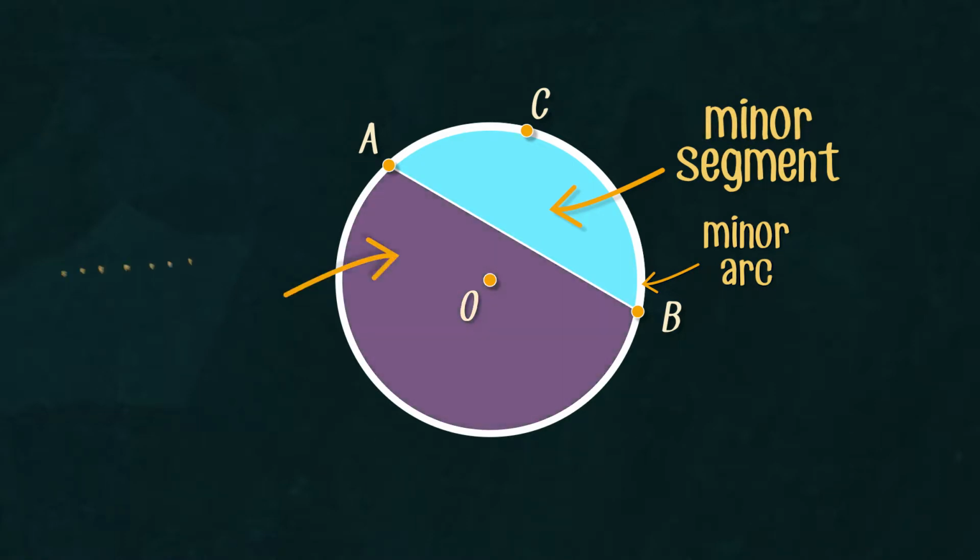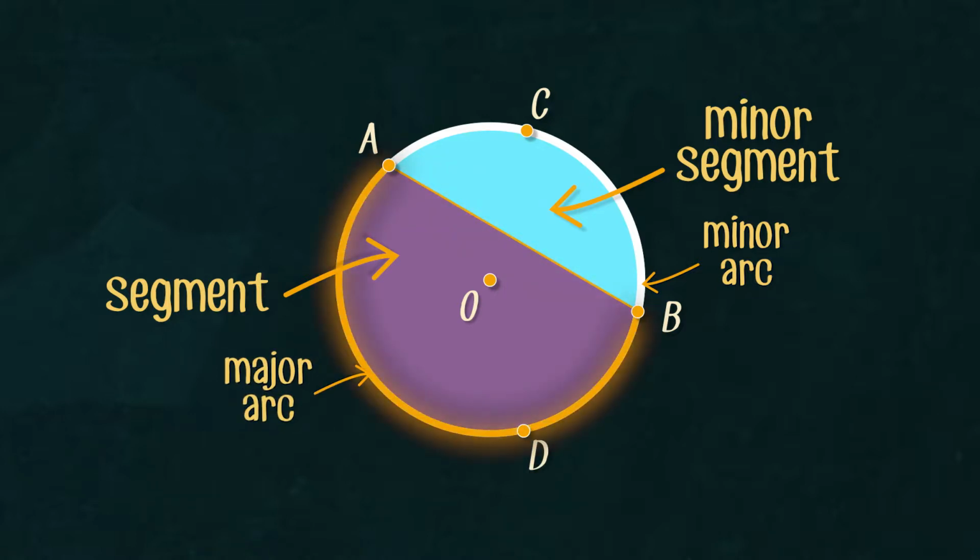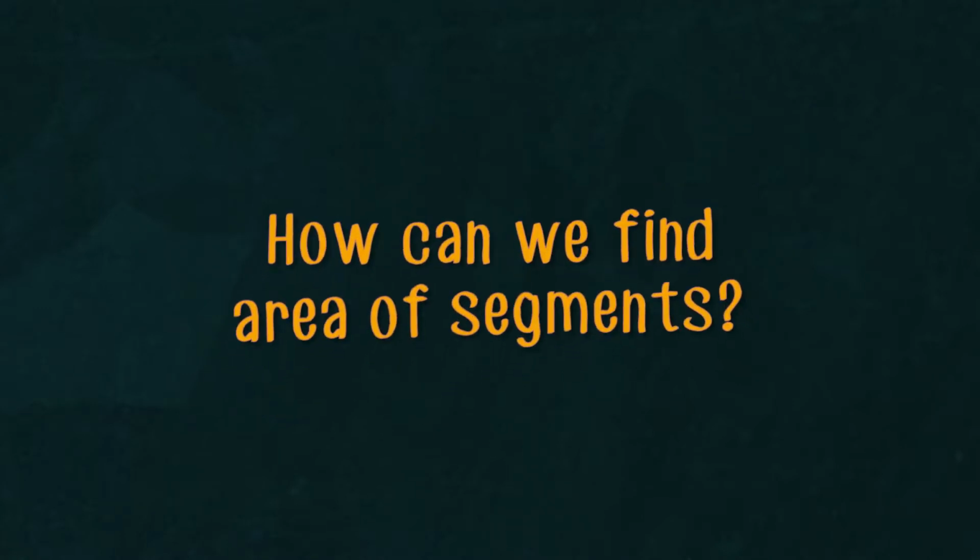This part of the circle is also a segment. It is bounded by the chord AB and the major arc ADB, so this is a major segment. Now we know what segments are, but how can we find the areas?